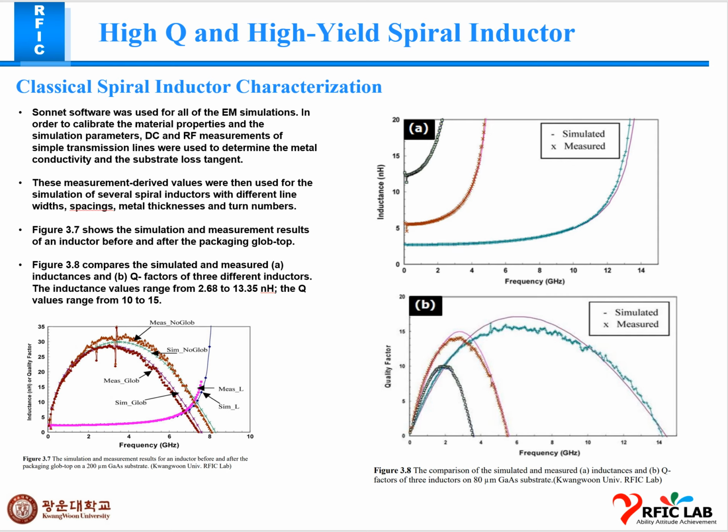Figure 3.5 shows the simulation and the measurement result of an inductor before and after packaging global top. Figure 3.8 compares the simulated and measured. First figure is about inductance, and B figure is about Q factor of three different inductance values ranging from 2.68 to 1.35, and the Q value ranges from 10 to 15.